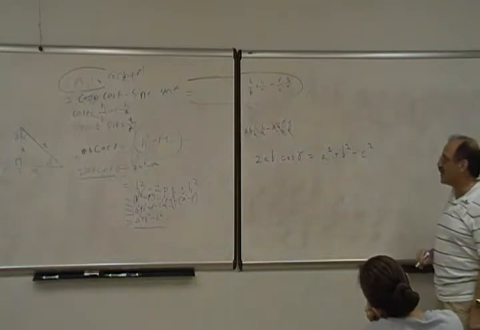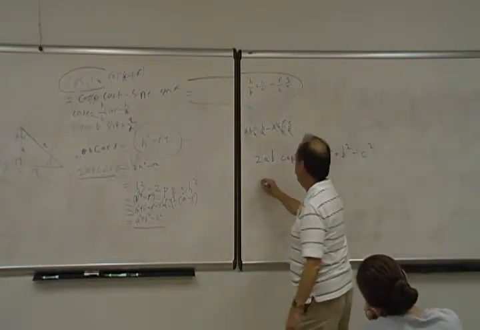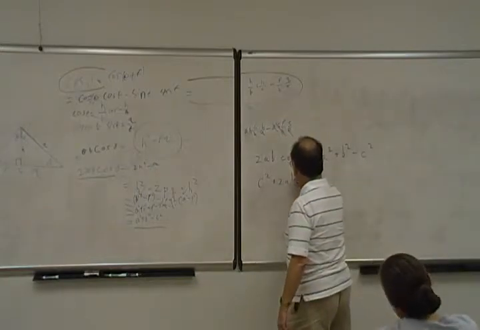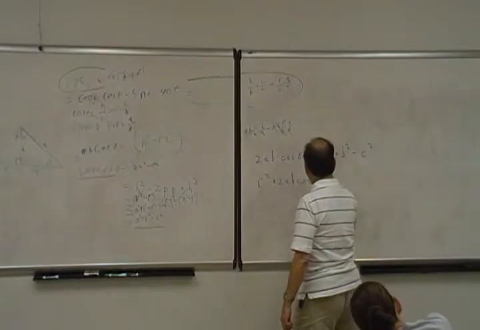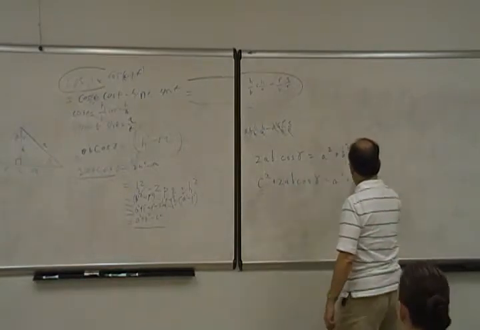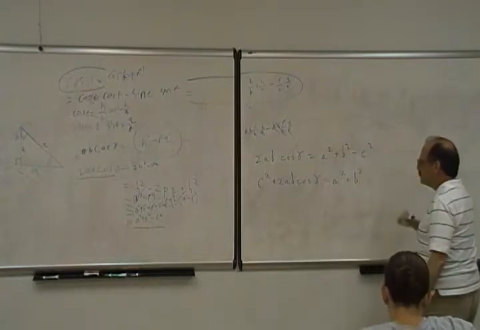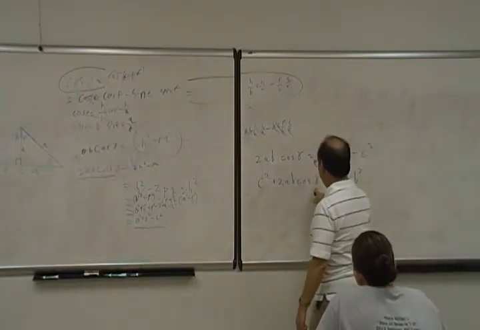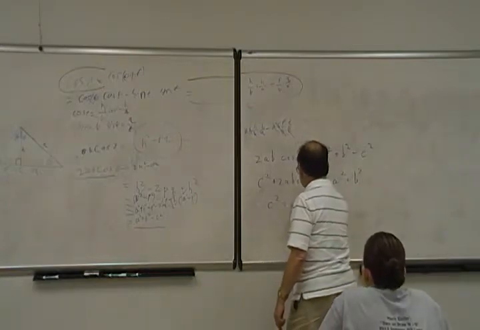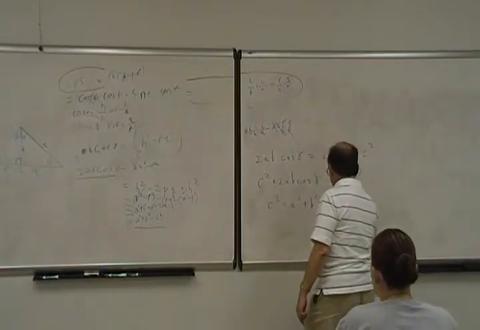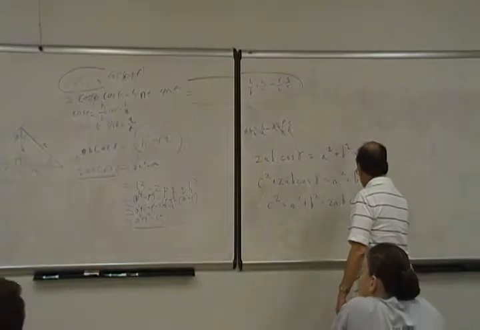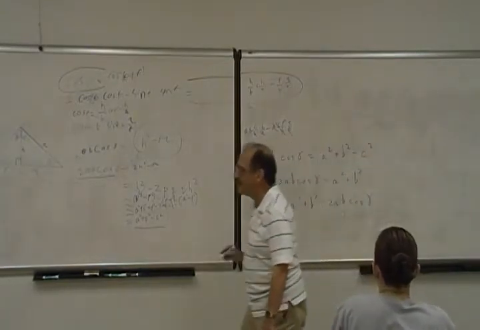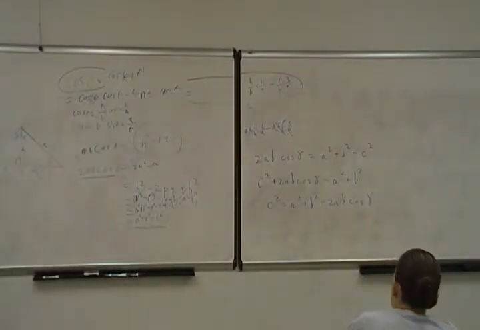Now we add c squared to both sides. C squared plus 2ab cosine gamma equals a squared plus b squared minus c squared plus c squared cancels off. Now we subtract this from both sides. C squared equals a squared plus b squared minus 2ab cosine gamma, and that is the law of cosines. Whoa.